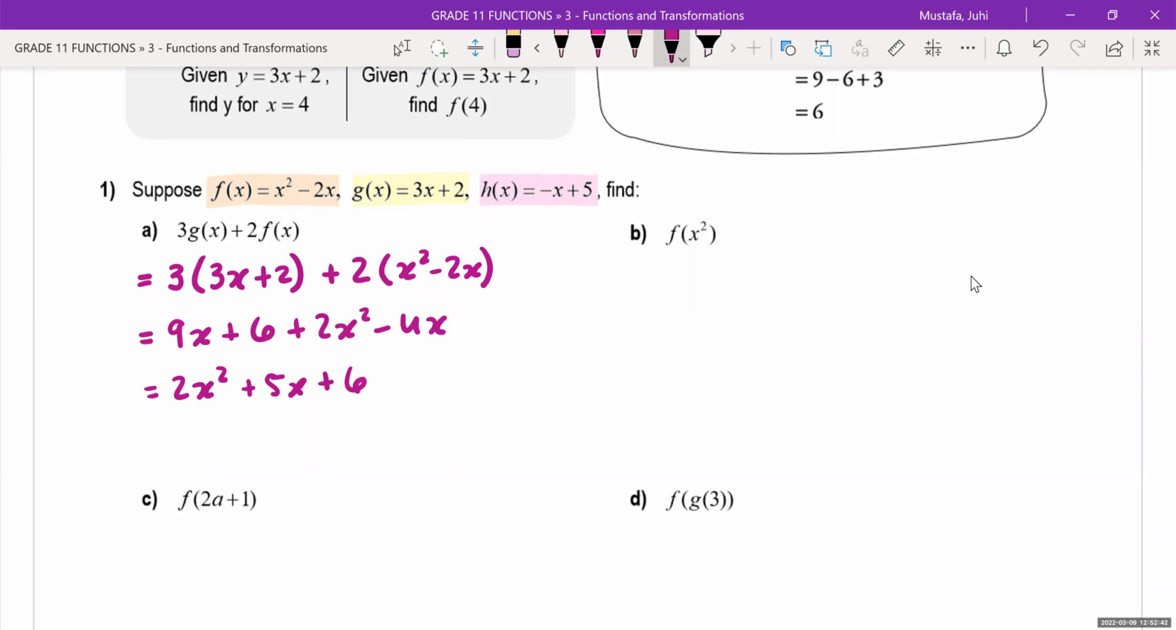Now, if it was saying find x, we could probably keep going and solve this. I wonder if we can factor this. Can we factor this? 2x and x, and 3, 4. It doesn't seem like we can factor it unless we try maybe 6 and 1.